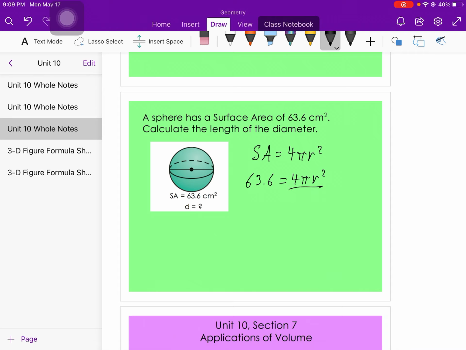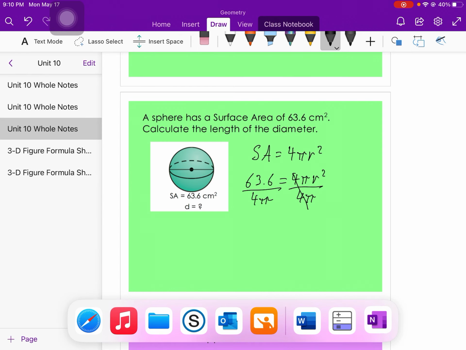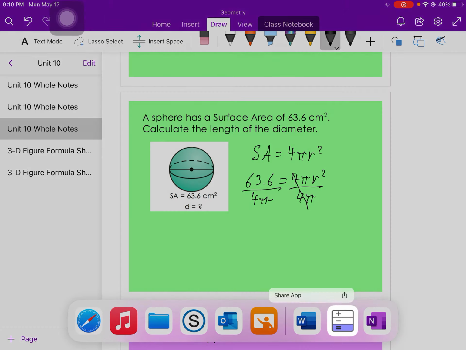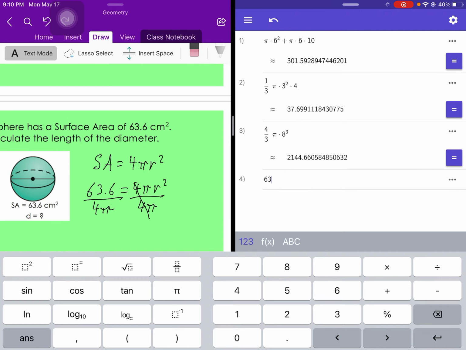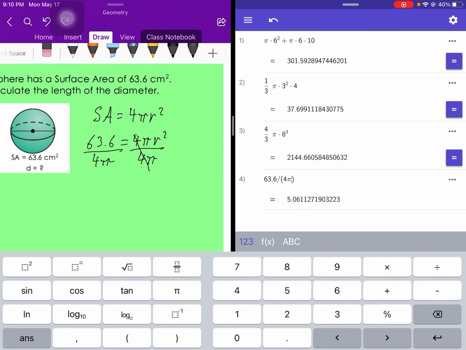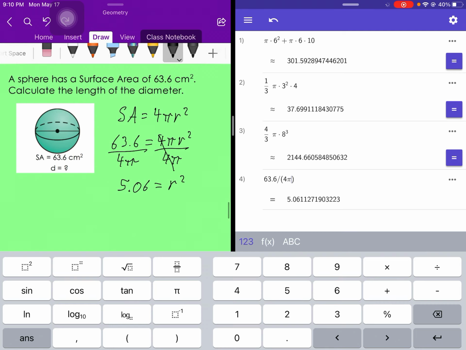Now to get the radius, because that's going to lead to the diameter, we can just divide both sides by 4 pi. That's going to go away here. And then if we type that in our calculator, 63.6 divided by, I'm going to put this in parentheses, otherwise my calculator is going to interpret it wrong. So 63.6 divided by 4 pi is 5.06, and then that's equal to r squared.